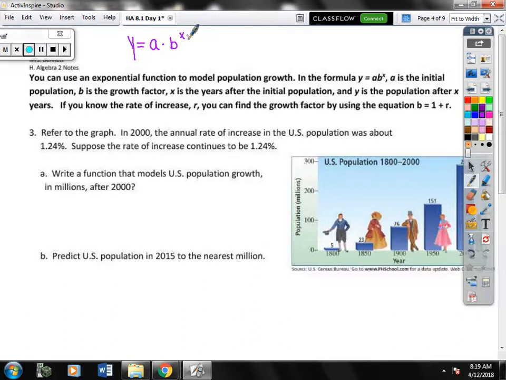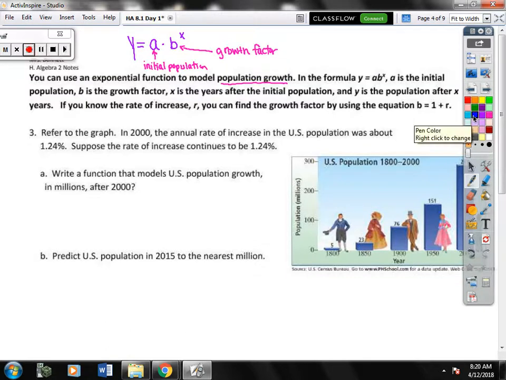When you're reading the word problems, the variables will stand for specific things. So this is going to model population growth. So A is said to be the initial population. Initial meaning the starting population before we have any growth occurring. B is said to be the growth factor, which is how much the population is increasing.